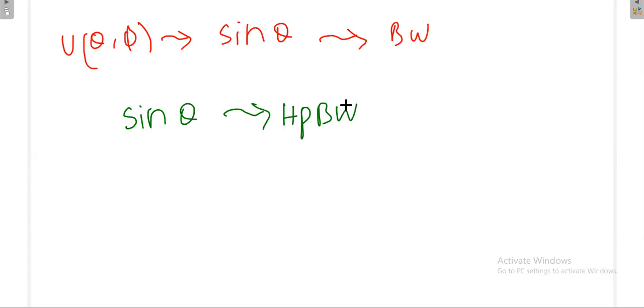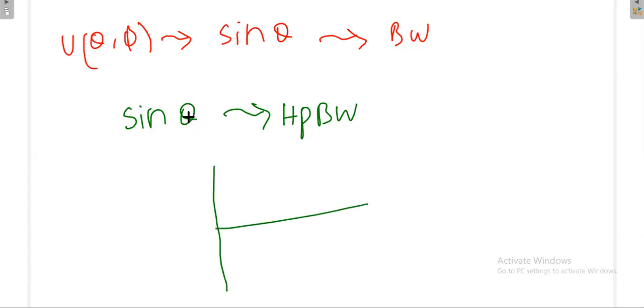Just try to calculate. Can anyone tell? Sin theta, what is the half power beamwidth? How many degrees will it come? Not 120 degree. 60 degree, sir. 60 degree or 90 degree?